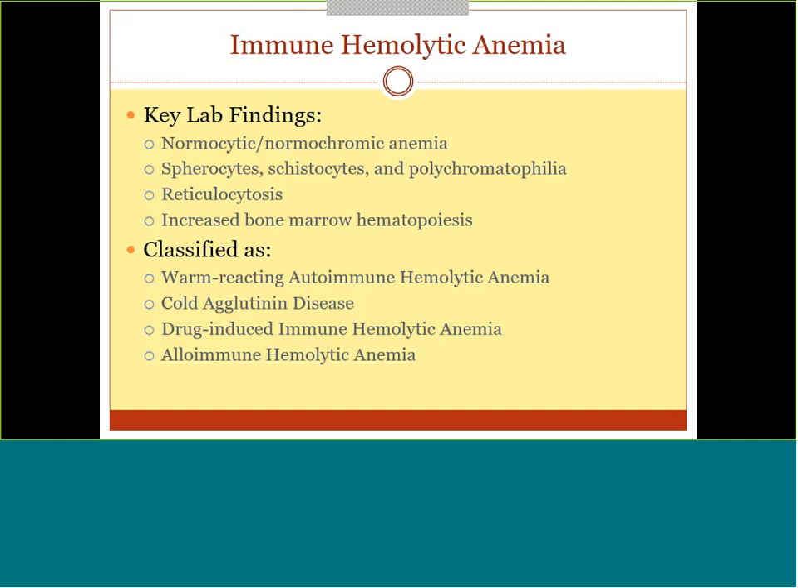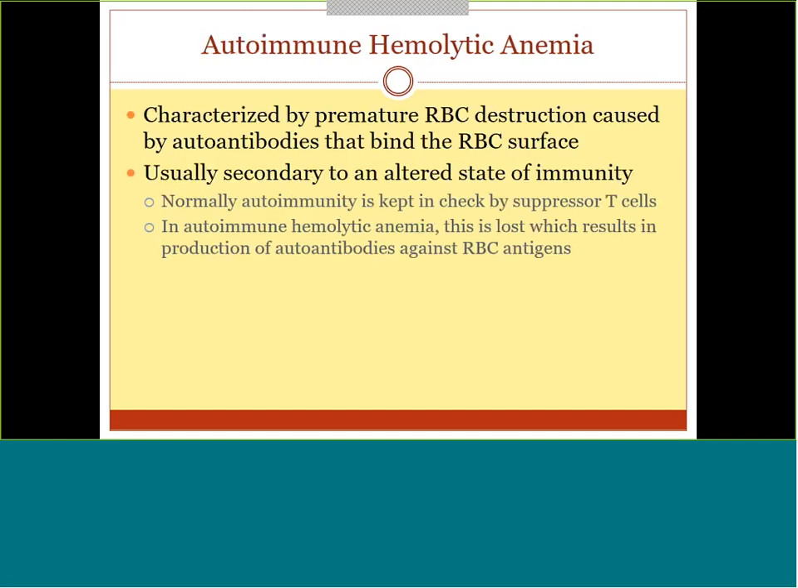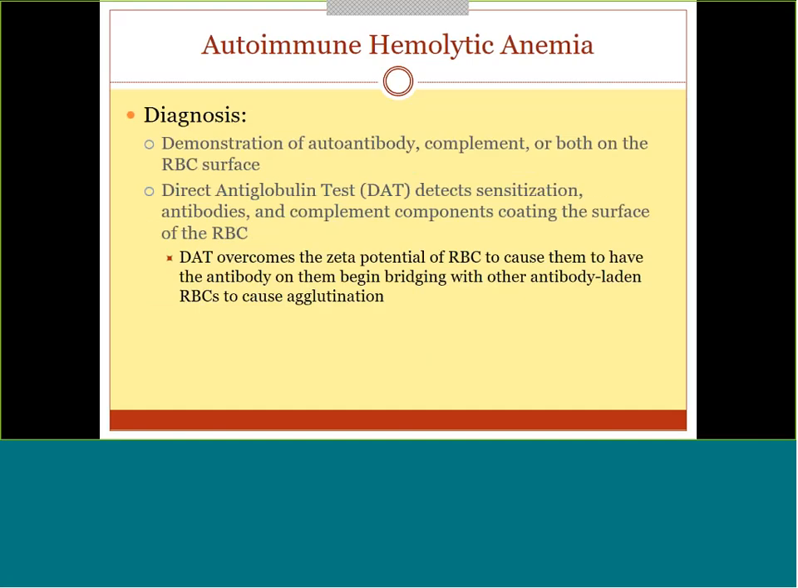So here are the ones that we have classified as immune hemolytic anemias. You have the warm-reacting autoimmune, cold agglutinin disease, drug-induced, and alloimmune. So we'll just touch on a couple of these. So starting with that warm-acting autoimmune hemolytic anemia, again, autoantibodies are attached to the red cell surface. Typically, it's secondary to something else happening in the body, some sort of autoimmune process in general. That's why you're making autoantibodies.